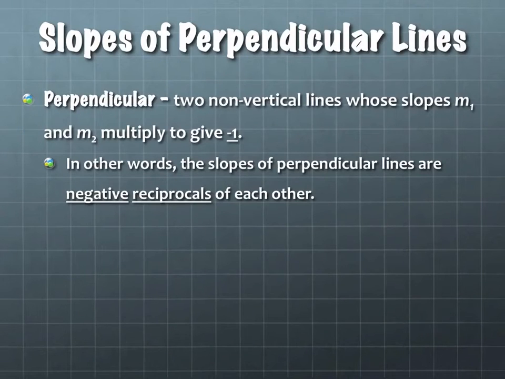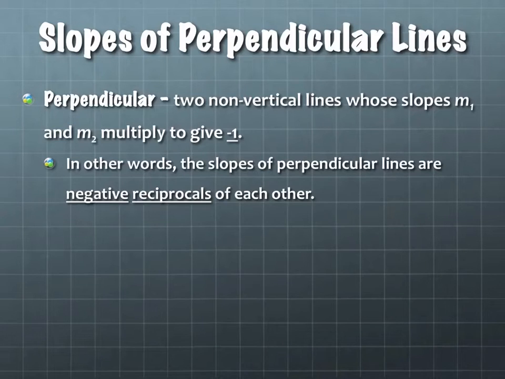All right, so let's talk about perpendicular lines specifically. We mentioned parallel: parallel lines have the same slope. Perpendicular lines, two non-vertical lines whose slopes are m1 and m2, multiply to give you -1. You're probably more used to it being written this second way, which is, in other words, the slopes of perpendicular lines are negative reciprocals of each other.